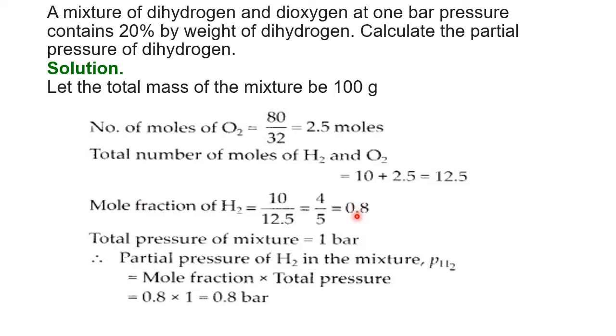Once we know the mole fraction of hydrogen, using Dalton's law of partial pressure, we can easily calculate the partial pressure. Therefore, the partial pressure of hydrogen in the mixture equal to mole fraction into total pressure. What is the total pressure? See, the mixture of hydrogen and oxygen is at 1 bar pressure. In the beginning only it is given. Therefore, this is the total pressure, 1 bar. The mole fraction we have just calculated. Therefore, the partial pressure of hydrogen is equal to 0.8 into 1, which is equal to 0.8 bar. Okay, very clear.